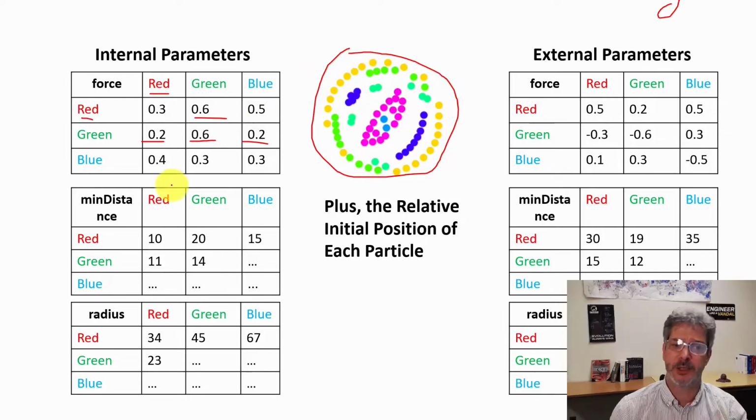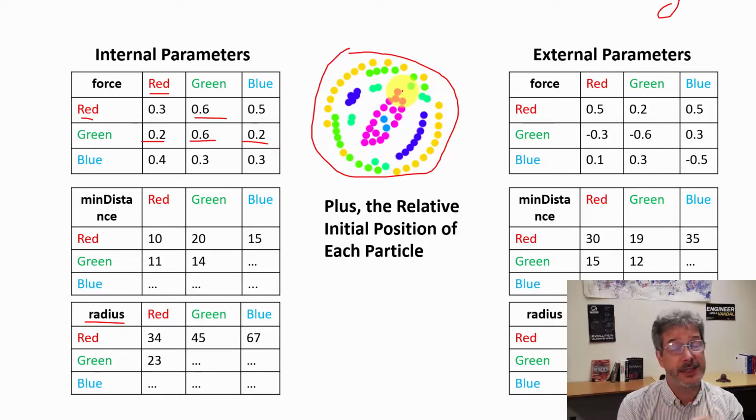And then we also need that minimum distance for the repulsive force, and we need the radius for that primary force. And in terms of the code I'm going to show, the internal forces all begin positive. They can change over time and become negative, but initially the internal forces are all positive to sort of hold things together.